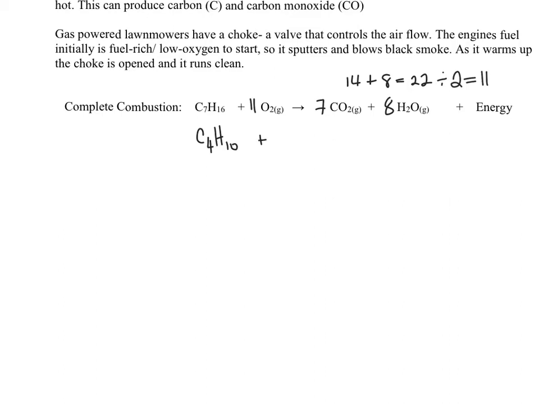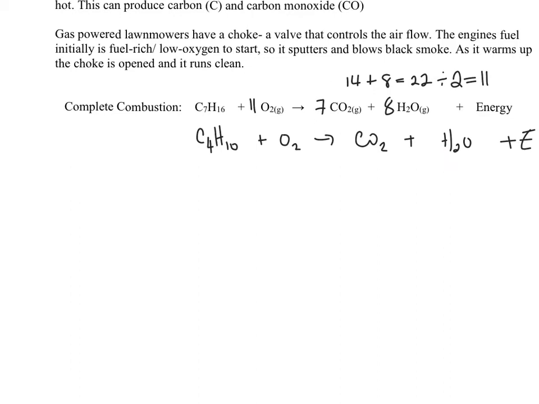C4H10 plus O2 produces carbon dioxide, water vapor, and energy. I'm just not writing in the subscripts to keep it tidier. Okay, so here we have 4 carbons, so we'll need 4 CO2s. We have 10 hydrogens, which means we will need 5 in front of water to give us 10 hydrogens.